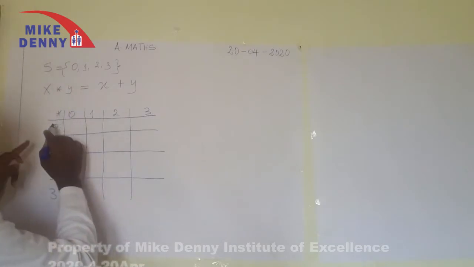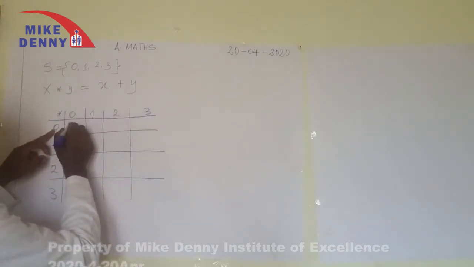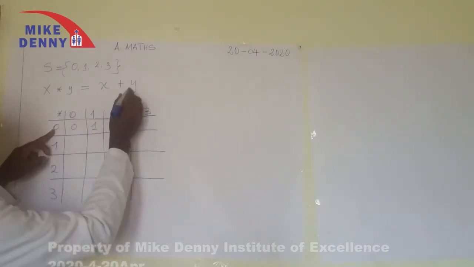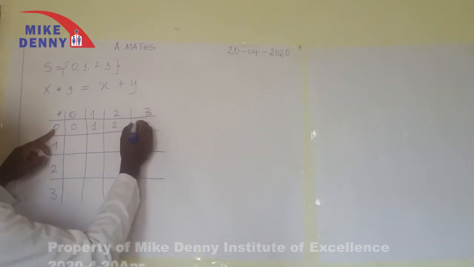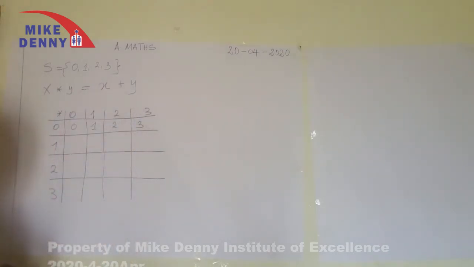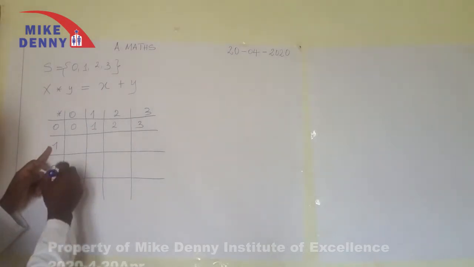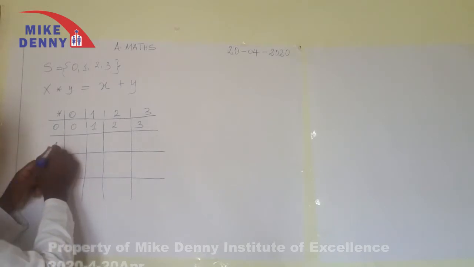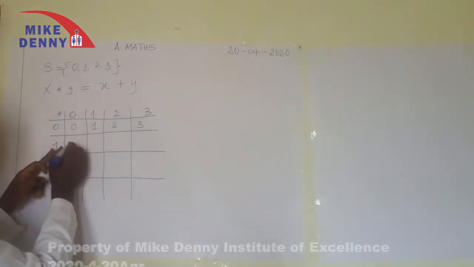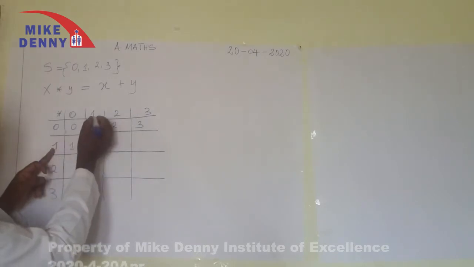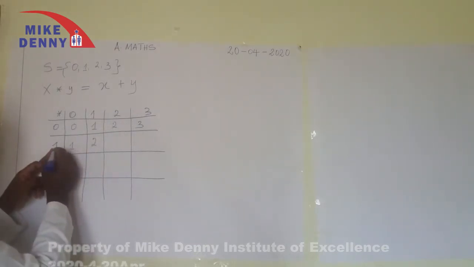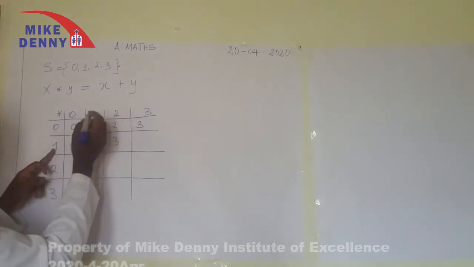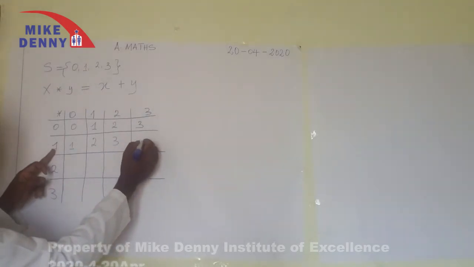So we start. If x is 0 and y is 0, I'll put it here. 0 plus 0 is 0. 0 and 1, that's 0 plus 1, 1. 0 and 2, 2. 0 and 3, 3. Now we go to x again. We are now on the second row. x is 1, y is 0. If I add, my result is 1. x is 1, y is 1, the result is 2. x is 1, y is 2, the result is 3. x is 1, y is 3, the result is 4.